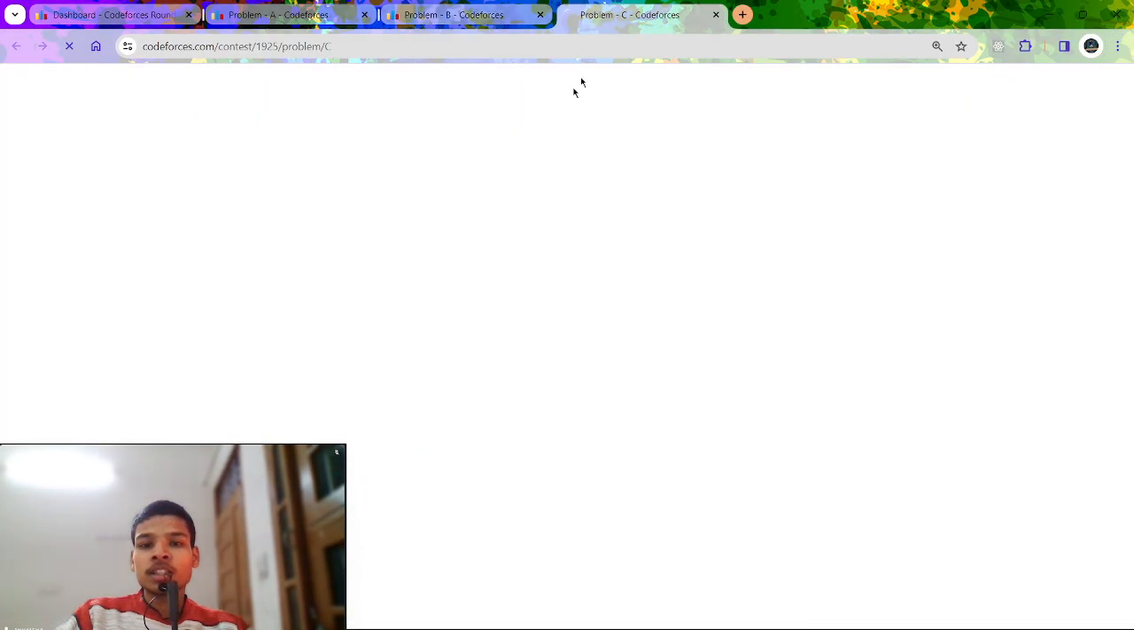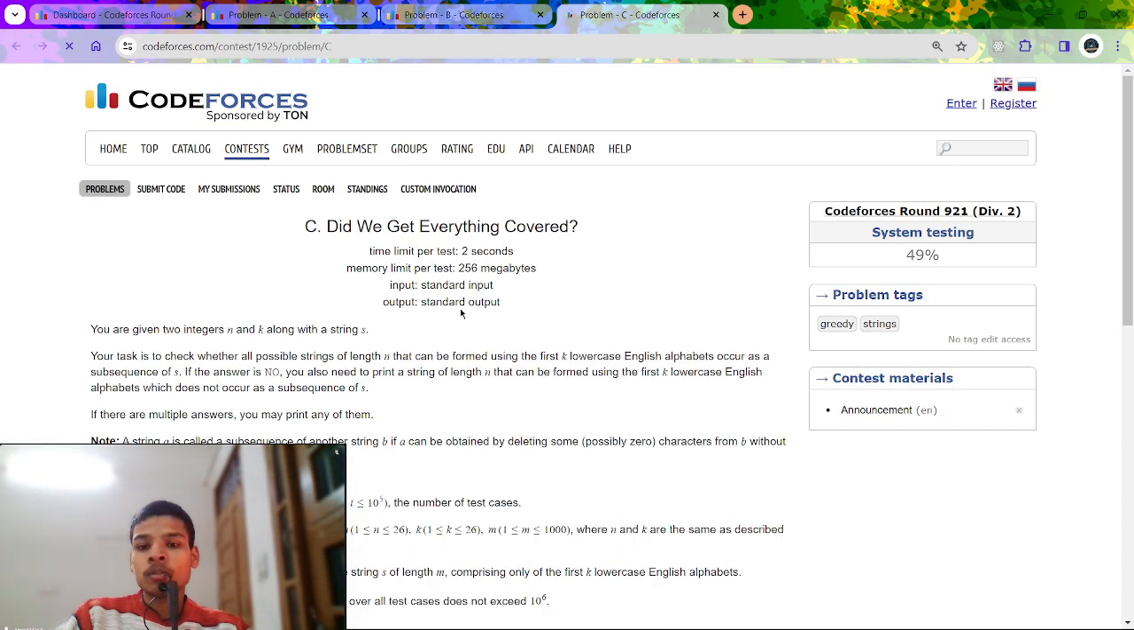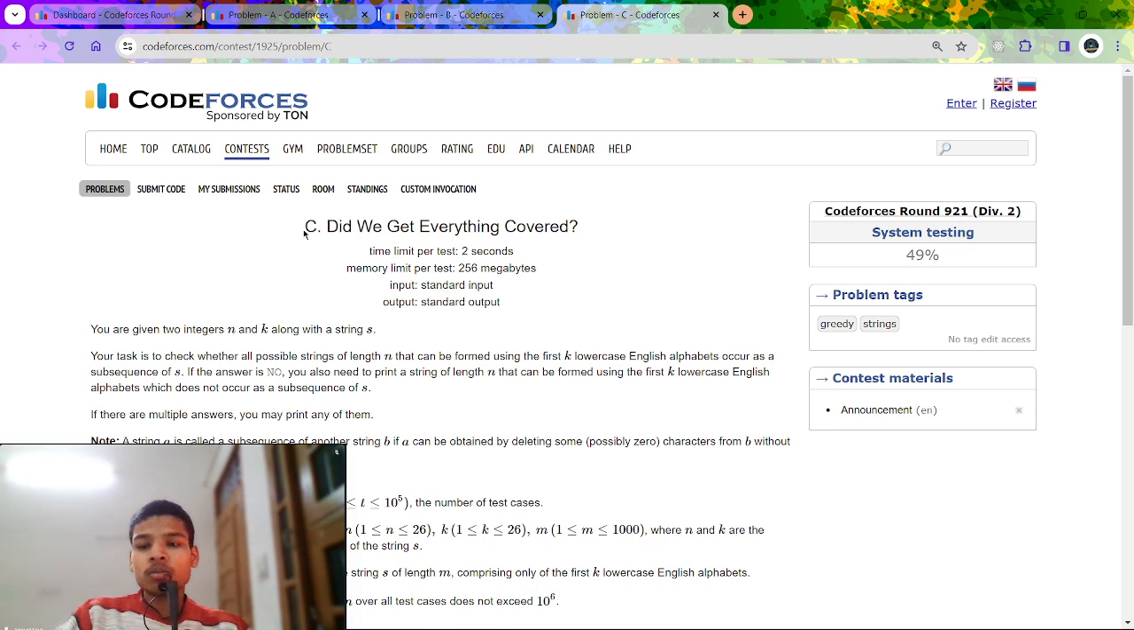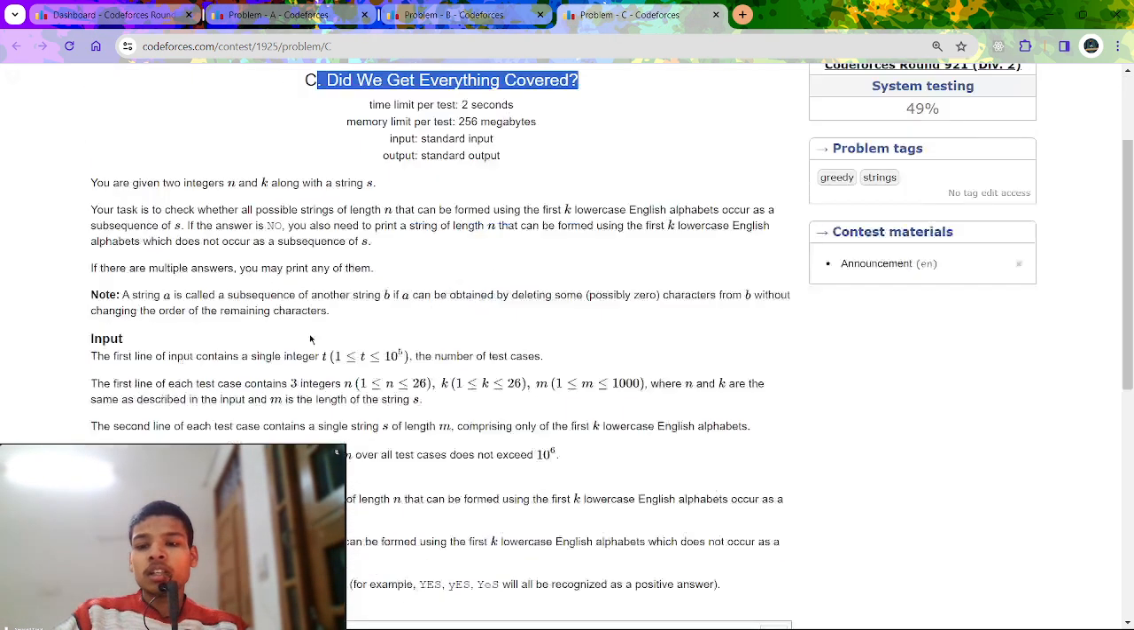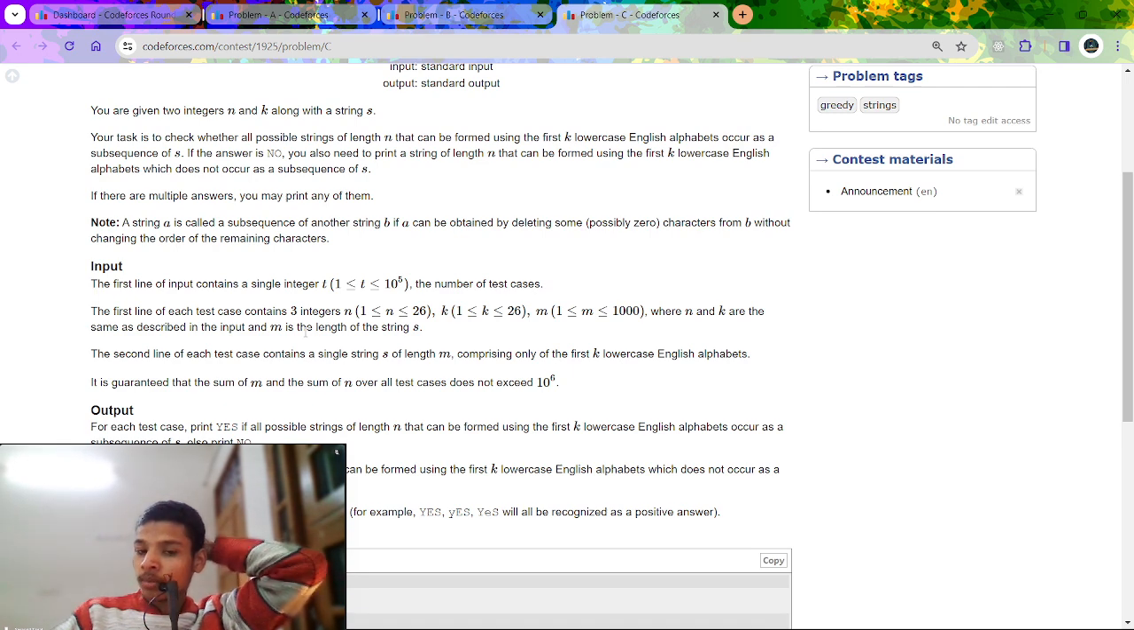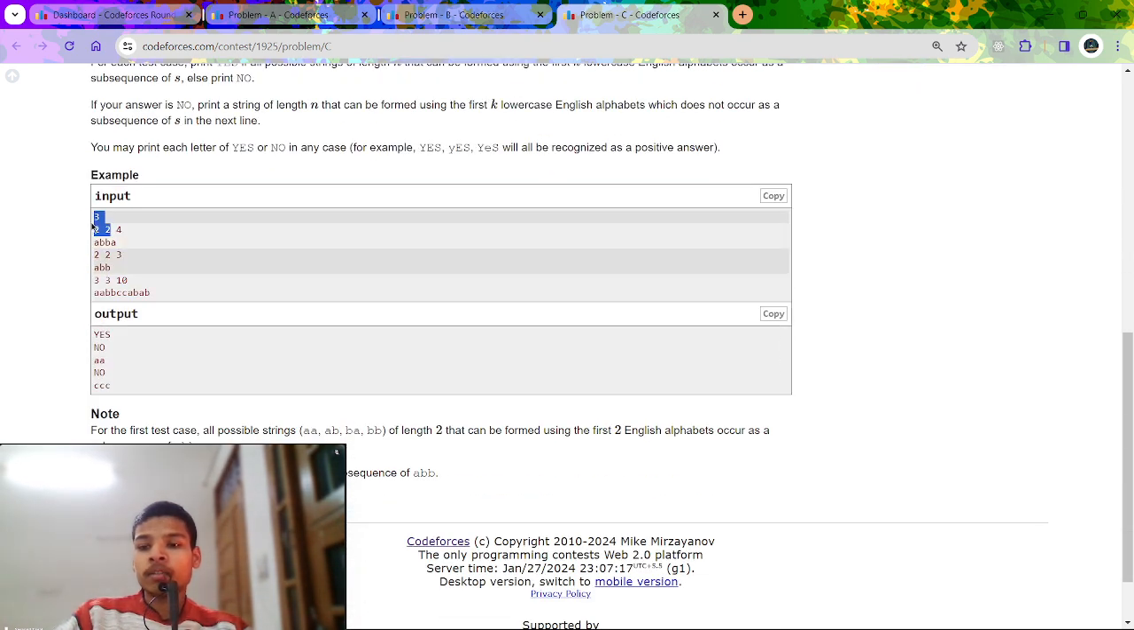So let's now discuss the last problem which I was able to solve in this problem set. The problem says, did we get everything covered? This problem is similar to problem number A. So what is the problem asking us? Very simply, in this problem, these are the same pairs. N is the length and k is the number of lowercase characters and a string s. But in this case, we do not have to find string s, and we will be given the string s instead. Okay, I have n, I have k, and a string s of length 4.